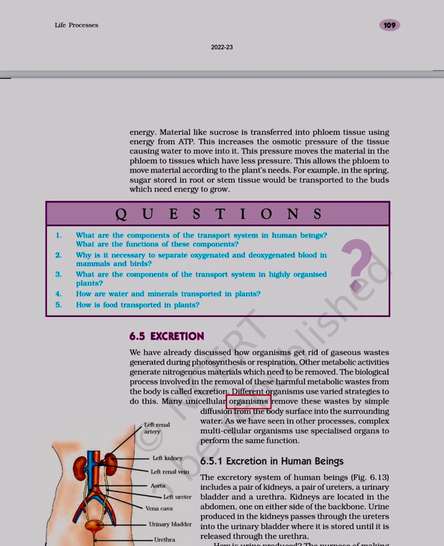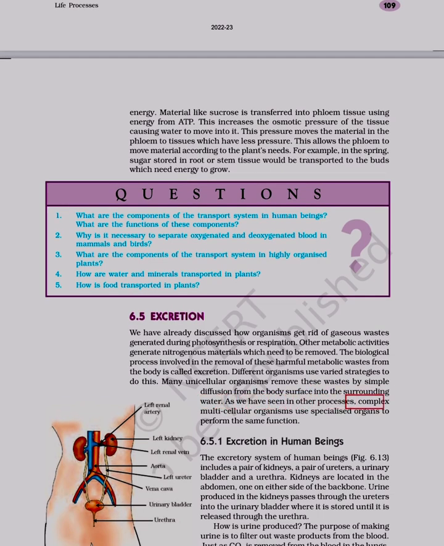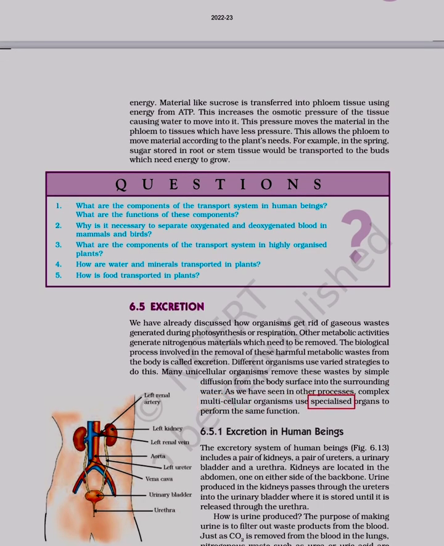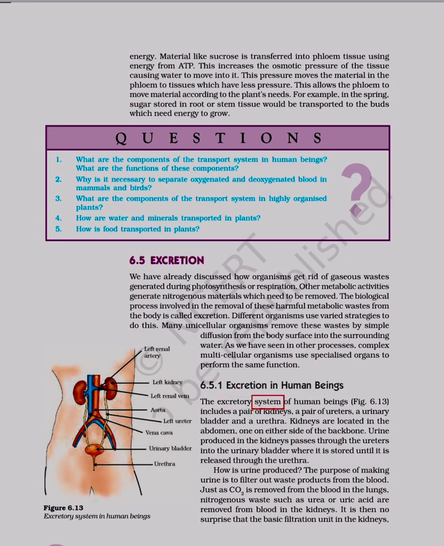Many unicellular organisms remove these wastes by simple diffusion from the body surface into the surrounding water. As we have seen in other processes, complex multicellular organisms use specialized organs to perform the same function. 6.5.1 Excretion in human beings. The excretory system of human beings.